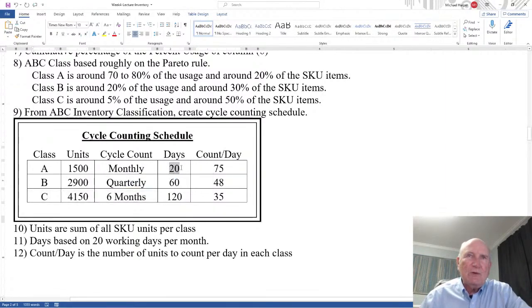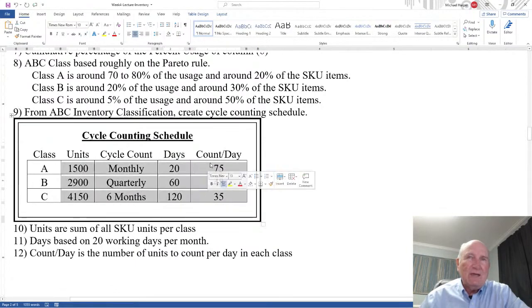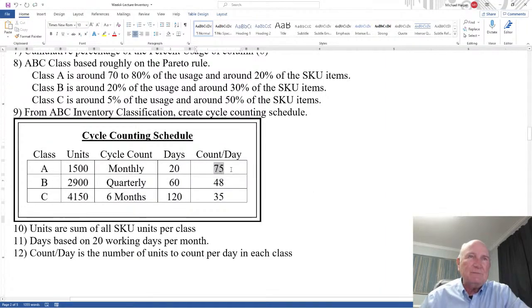Now, we're assuming we have 20 days a month. If we have 20 days a month, then that will lead into 60 days a quarter, which is 3 months, and then 120 days for 6 months. Okay? And then the counts per day, we take the units here, we divide by the days, and we're going to count 75 A items every day, 48 B items a day, 35 C items a day.